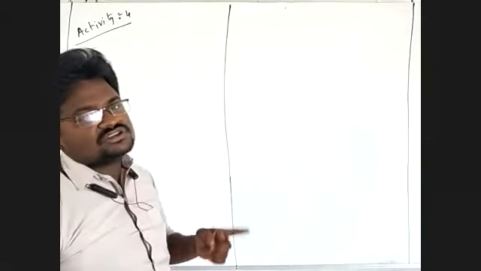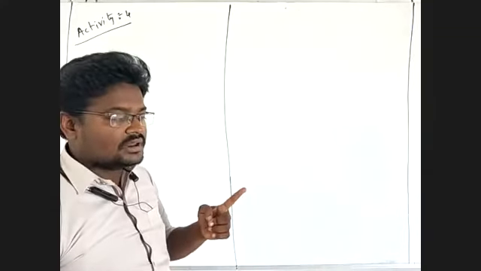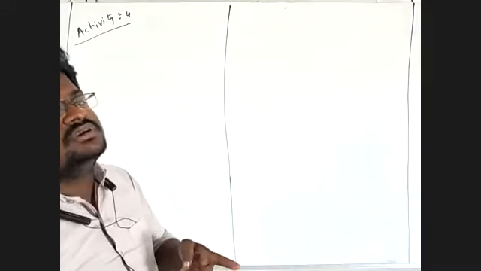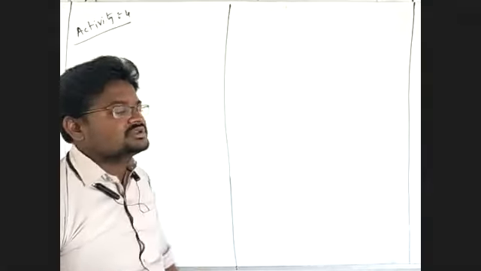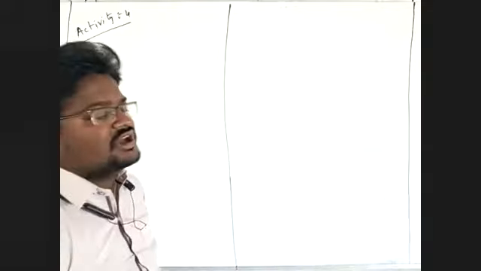The color of light is determined by the frequency, not by the wavelength. This is a fundamental basic. Next one is the law of refraction. We have two laws.